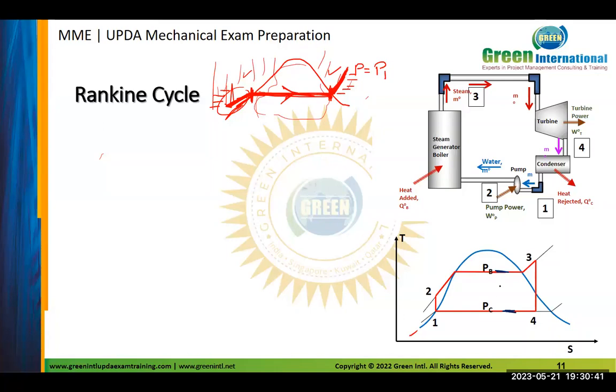So these are the two lines here, one for the boiler, one for the condenser. The high pressure line is for the boiler. The low pressure line is for the condenser. Okay, fine. So this is the high pressure line. This is the low pressure line. This is the range of the high pressure line. This is the range of the low pressure line.